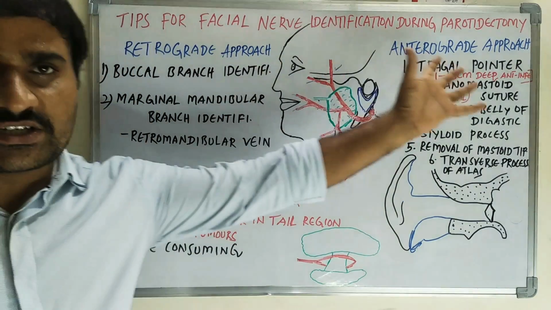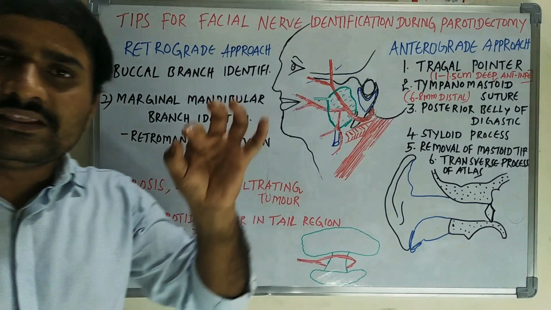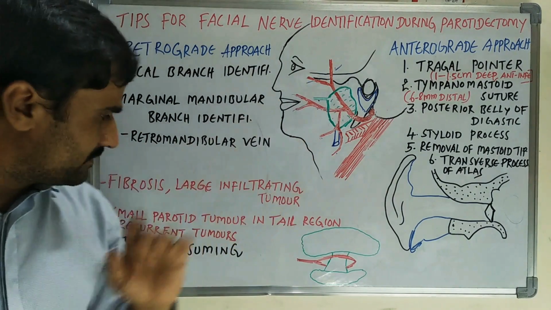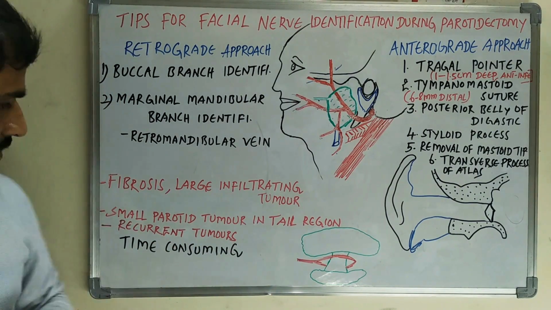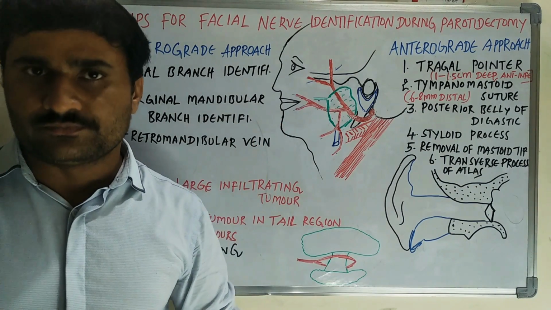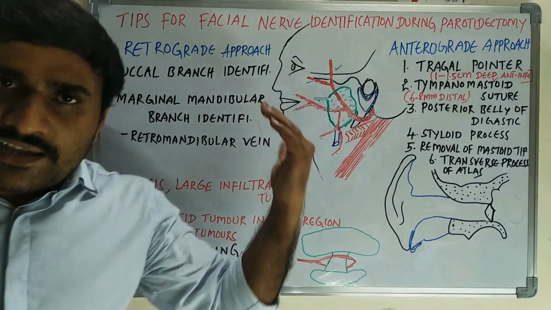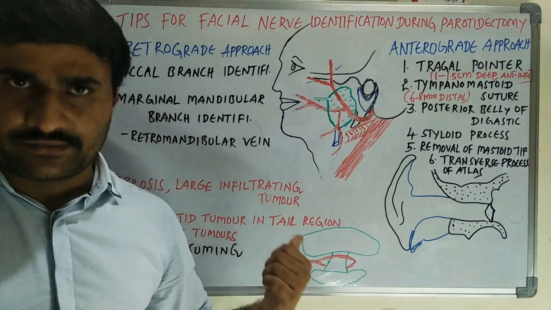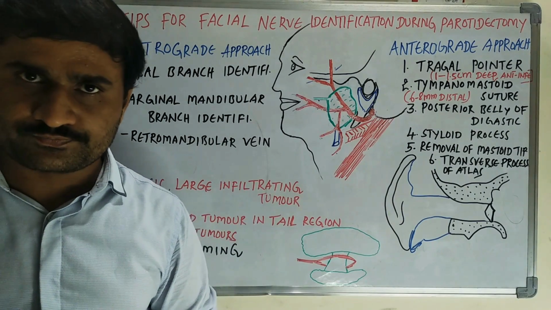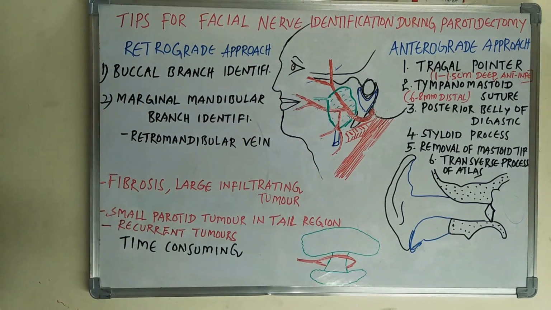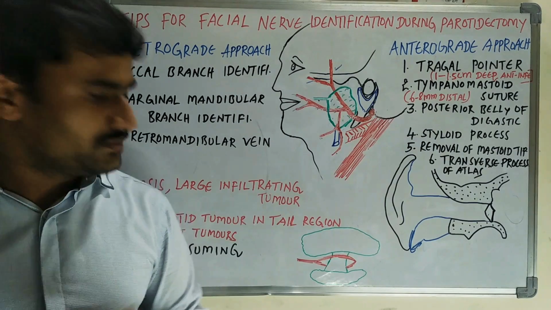But these are the two approaches used. Most commonly we will use this one. There are some instances when there is fibrosis due to earlier surgery, or a large infiltrating tumor, or a recurrent tumor, or a small parotid tumor in the tail region. That means if there is a parotid tumor in the tail region, that is the inferior end. So in these cases you will go for the retrograde approach. But the disadvantage of this approach is that it is time consuming.